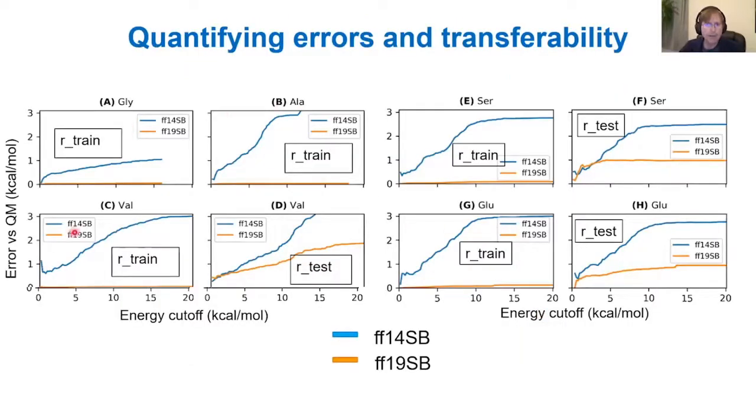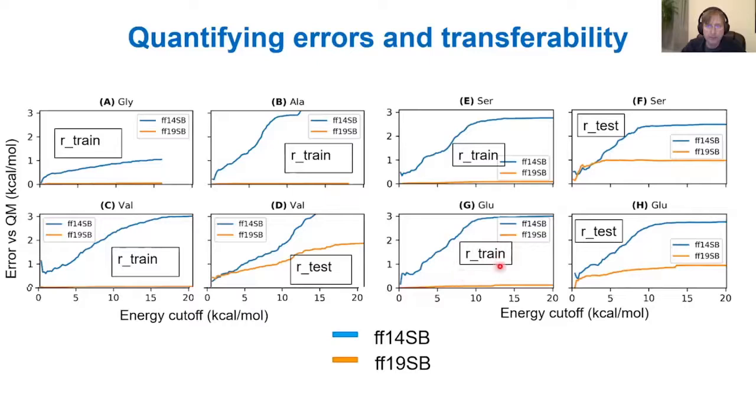This is more quantification of that data. Lots of these are training, but let's look over here at the glutamate. What we're doing is we're going from the minimum on the quantum surface up in energy, and we're getting to that energy cutoff and saying, okay, for all of the structures below that energy, let's calculate the error versus the QM, the average error. And these orange curves are for ff19SB and the blue are for ff14SB.